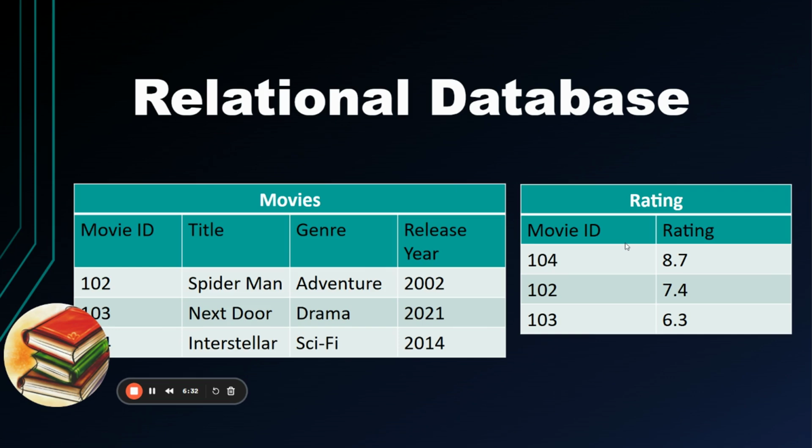A relational database is a type of database that organizes data into tables. Each table has rows and columns. The relationships between tables are defined by a common field, often called a primary key and a foreign key.